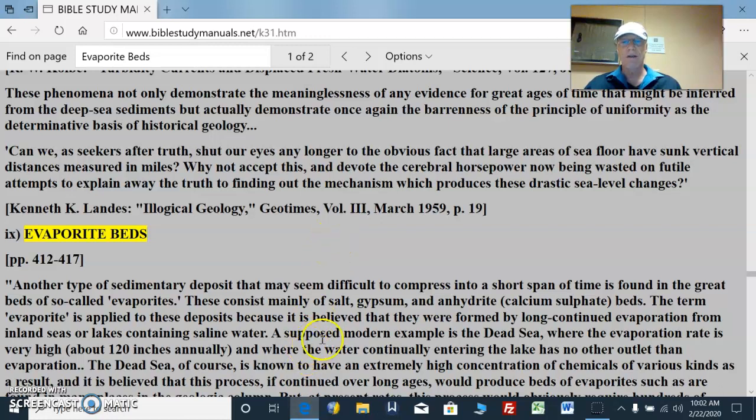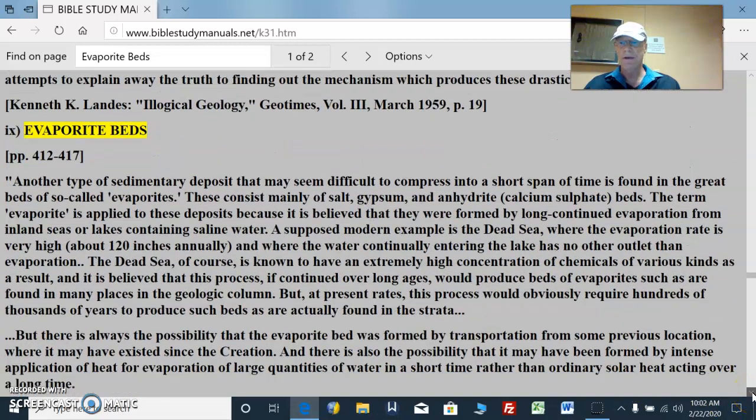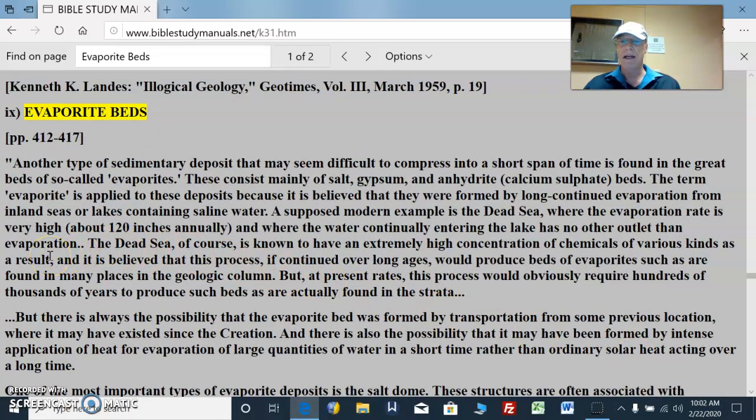How otherwise? A supposed modern example is the Dead Sea, where the evaporation rate is very high, about 120 inches annually, and where the water continually entering the lake has no other outlet than evaporation. The Dead Sea, of course, is known to have an extremely high concentration of chemicals of various kinds as a result. And it is believed that this process, if continued over long ages, would produce beds of evaporites, such as are found in many places in the geologic column. But at present rates, this process would obviously require hundreds of thousands of years to produce such beds as are actually found in the data.